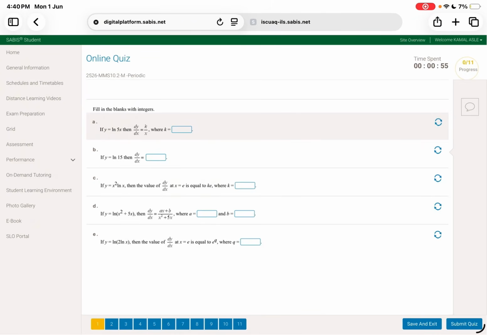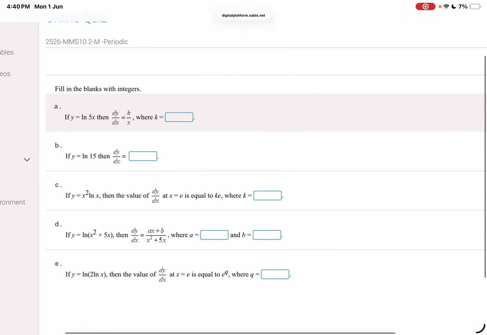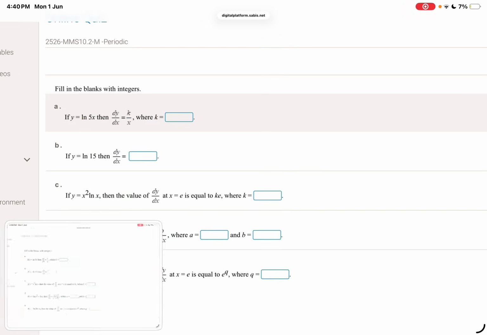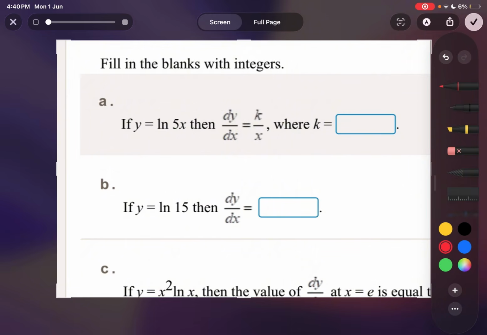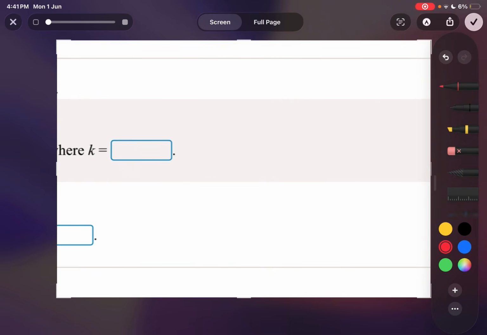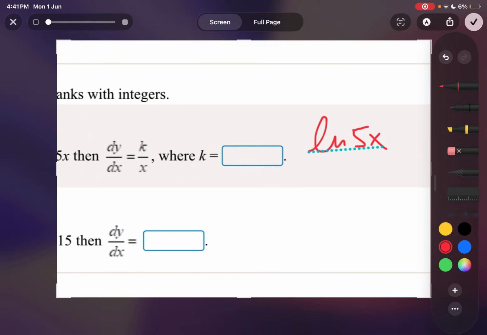Okay, starting off, for part A, they gave us ln of 5x. They want the derivative, which is k over x, so let's find it. If you remember, I told you yesterday that when you have, say, ln of 100x, the derivative is always 1 over x, it never changes. If it was ln of 300x, no matter what the number is, it will always be 1 over x. So here it's ln of 5x, the derivative is 1 over x, always. So it's k over x, and they want k, which is 1.